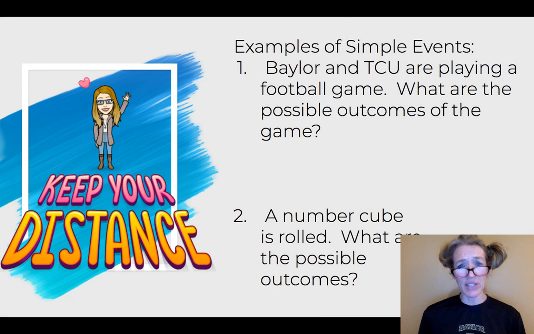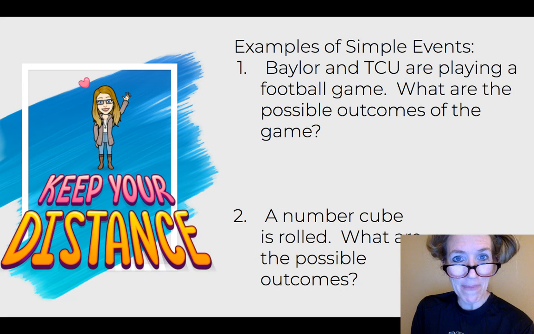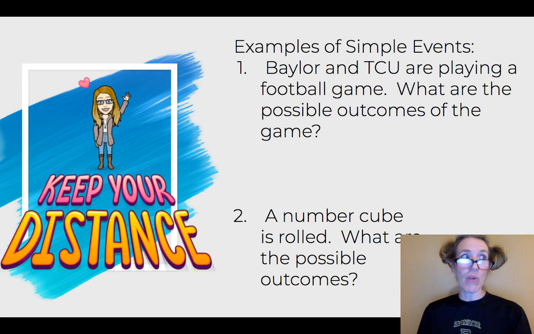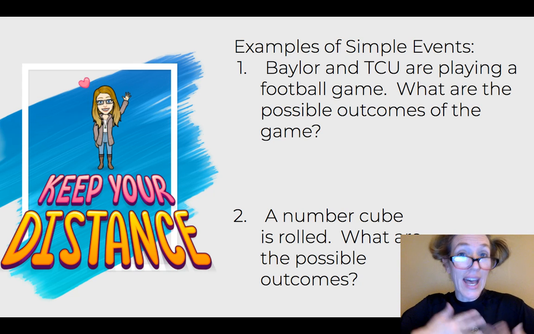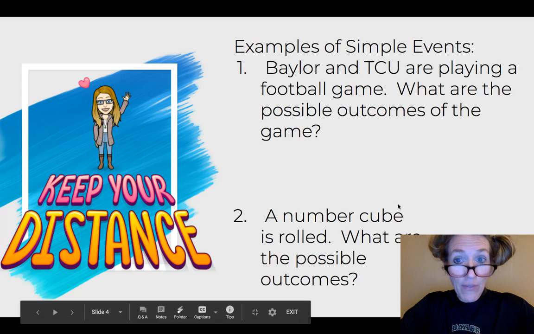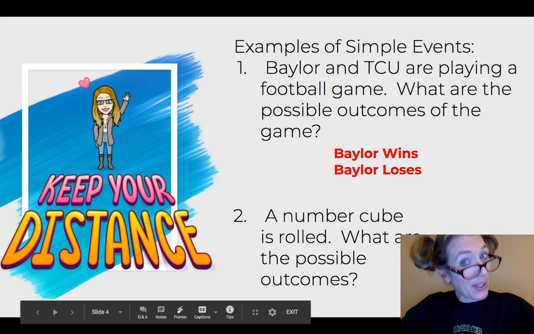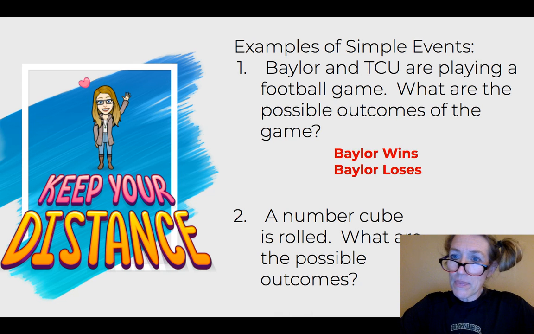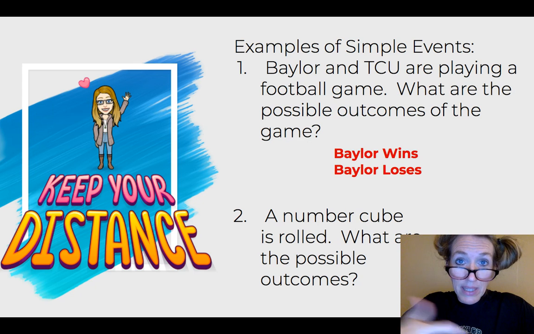Let's go ahead and I'll tell you what I mean by sample space. So let's just pretend we're at a football game and Baylor and TCU are playing. And we need to think about what are the possible outcomes of that football game. Well, of course, I hope for the possibility that Baylor will win, but of course, there could be another outcome. Baylor could lose. So, the sample space has 2 different options. There's 2 different outcomes that could happen. Baylor wins, Baylor loses, and we just listed them there.